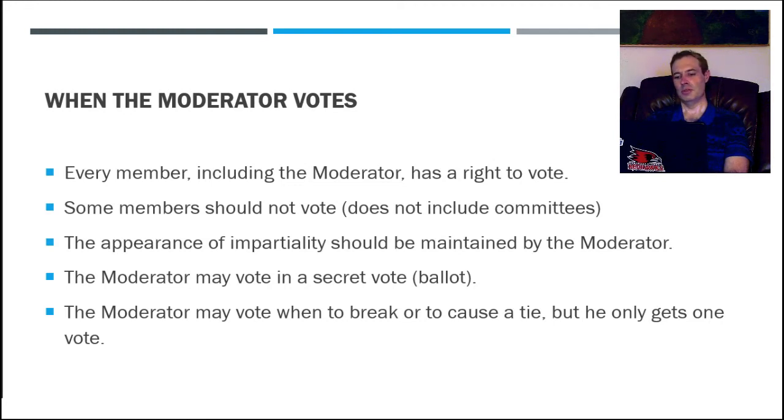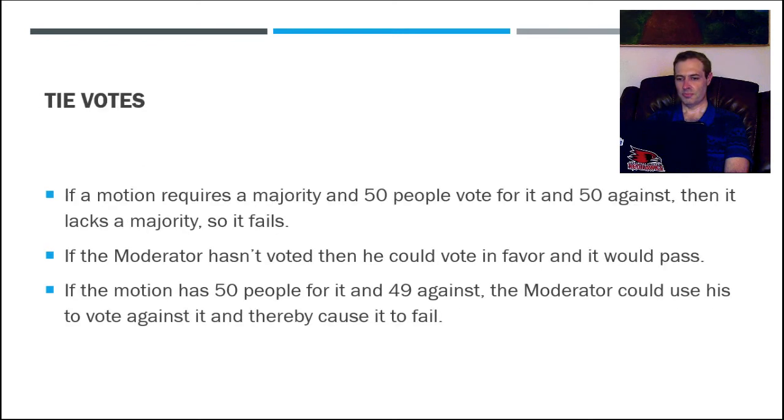If the votes for the motion are 50 and the votes against the motion are 50, then he may cast his vote for the motion, so it would move forward. And that's what I'm talking about on this next slide. If a motion requires a majority and 50 people vote for it and 50 against, then it lacks a majority, so it fails.